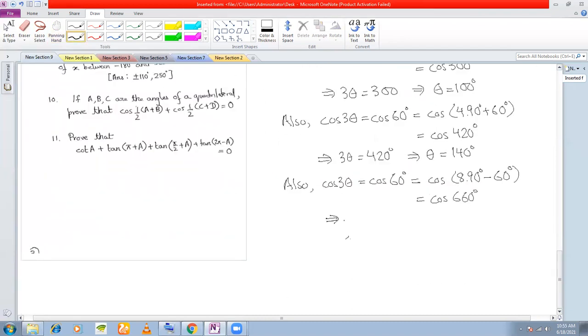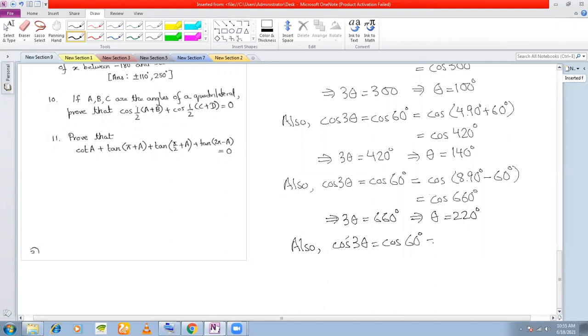That means 3 theta is equal to 660 degree. That means theta must be equal to 220 degree, right? Also, now we have finished 2 rotations, right? Third rotation, cos is equal to cos 60.